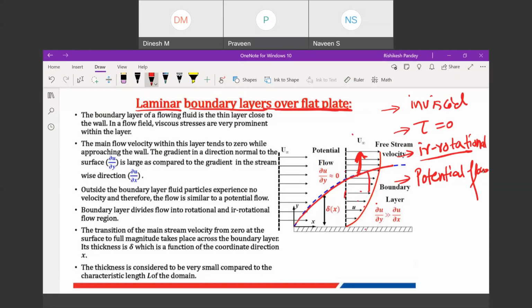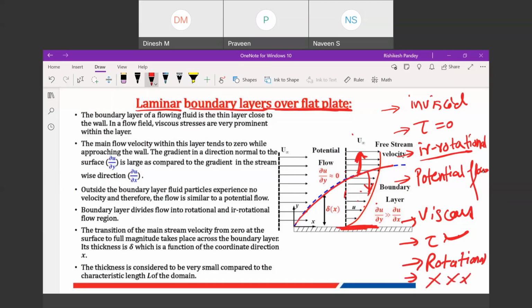Now if we talk about inside the boundary layer, the flow is viscous, and shear stress is significant. It will be maximum at the wall. It is rotational flow inside. And if it is rotational, then it is not a potential flow. It is not a potential flow inside. Okay, so you can note these points inside the boundary layer.